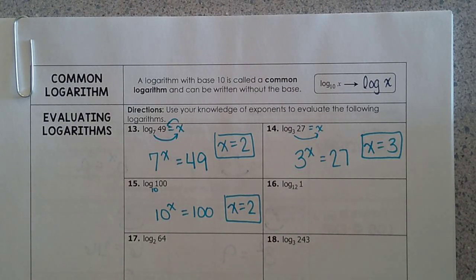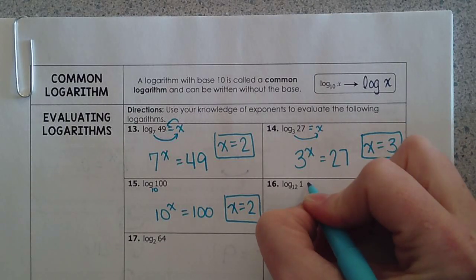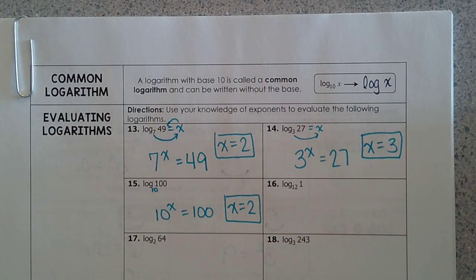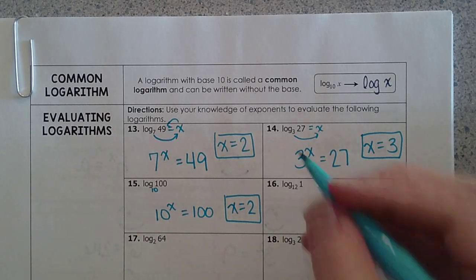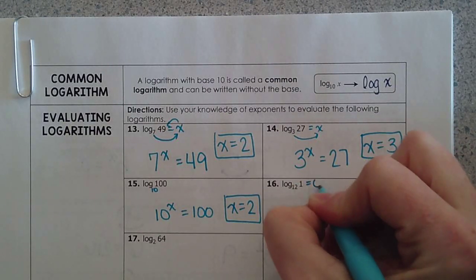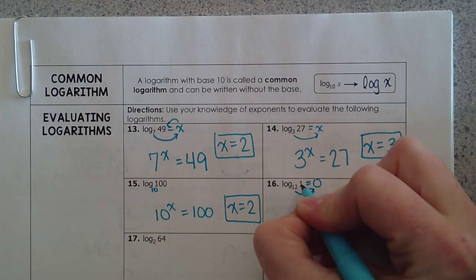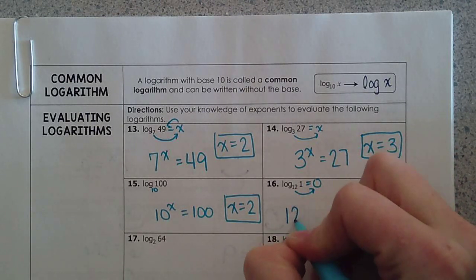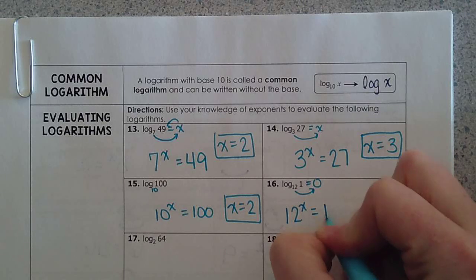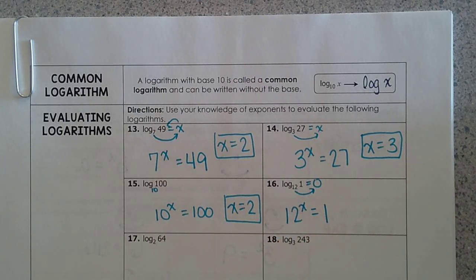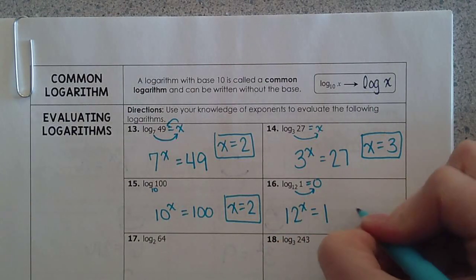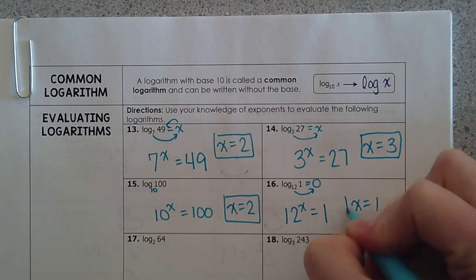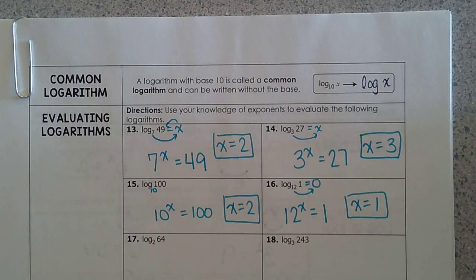Number 16, log base 12 of 1. This is another one that we're going to get to the point where we can automatically know the answer. It is 0. Log base anything of 1 is 0, because my exponent has to be 0 for my value to equal 1. Try those next 4 if you would, please.